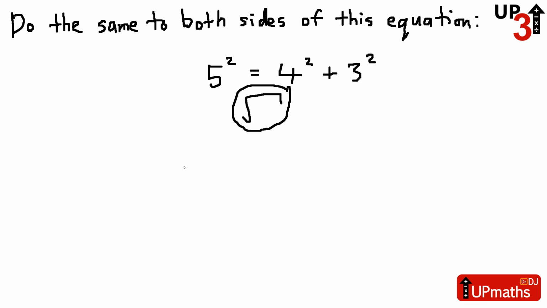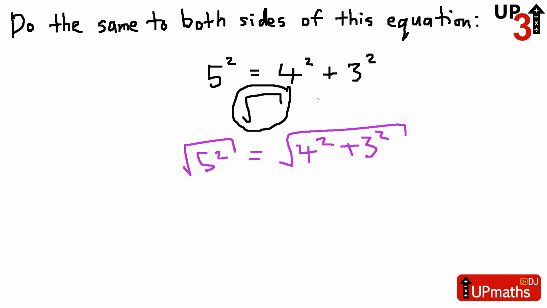Some people make a bit of a mistake here. This is the square root of 5 squared equals the square root of 4 squared plus 3. You have to square root the whole thing. If you did this, I'll just say that equals 4 plus 3 because I'm square rooting everything. That's wrong because, guess what? 5 isn't equal to 4 plus 3, is it? So that's definitely wrong. You have to do the whole thing.